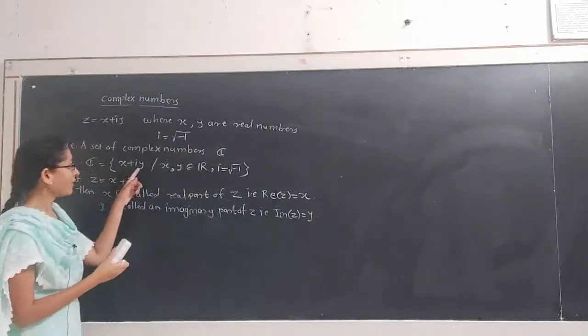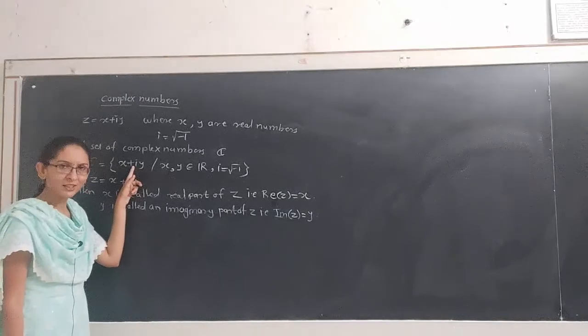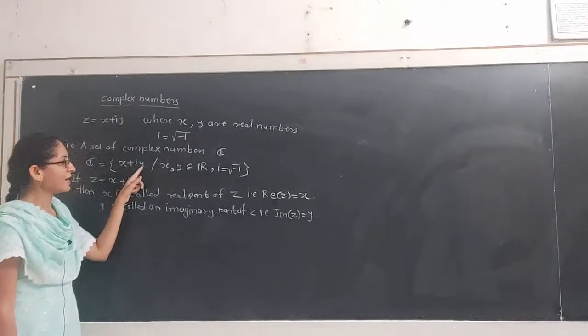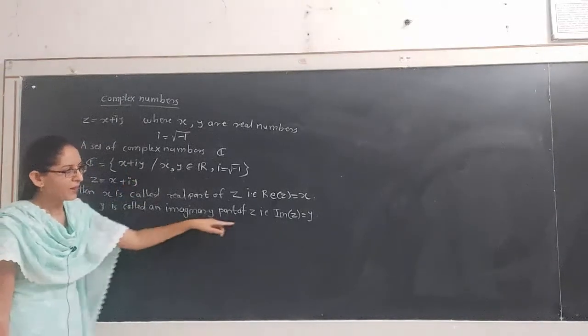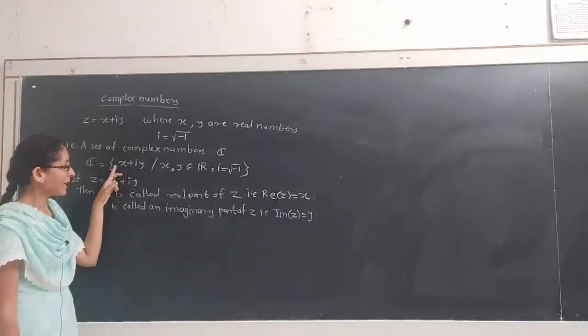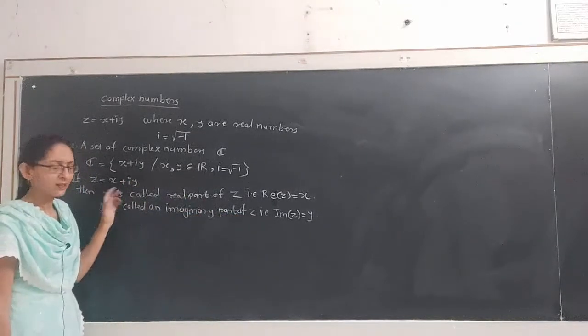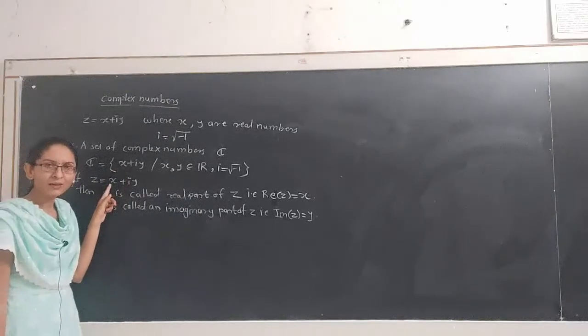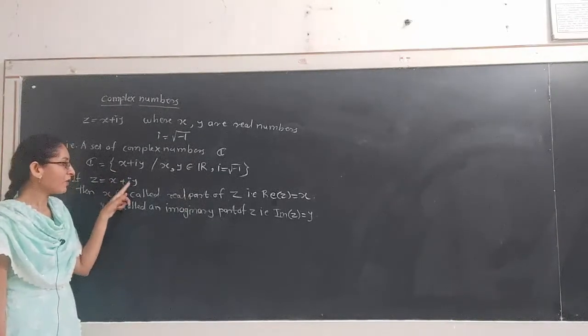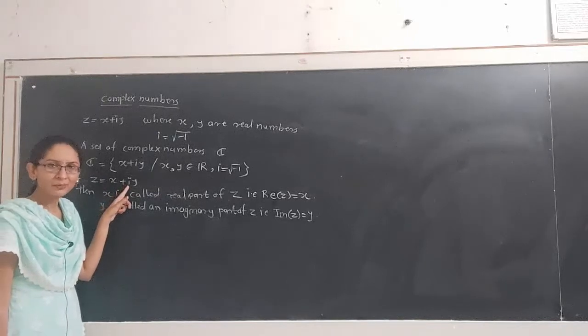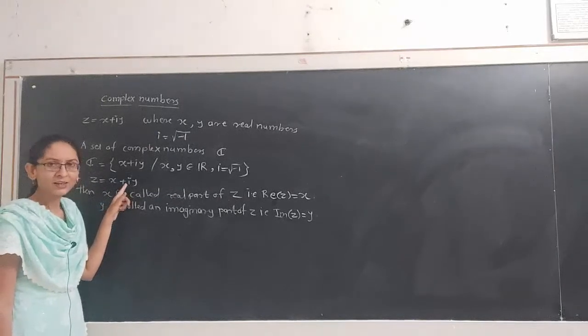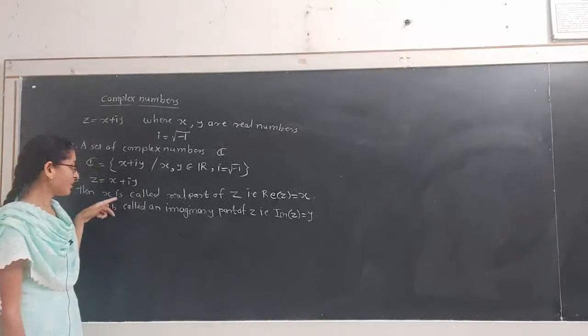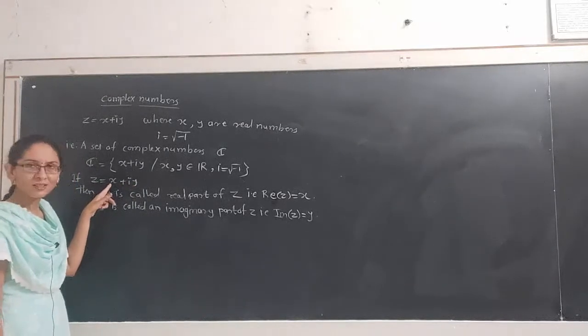The coefficient of i is called the imaginary part of z, and x is called the real part of z. The part of a complex number which is not a multiple of i is called the real part, and the part which is a multiple of the imaginary number i is called the imaginary part. That means y is the imaginary part, x is the real part.